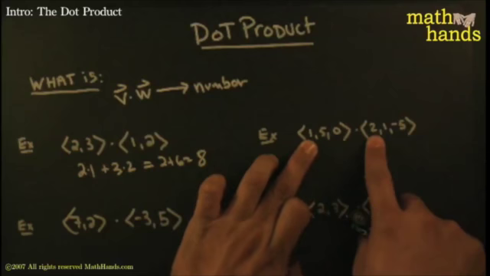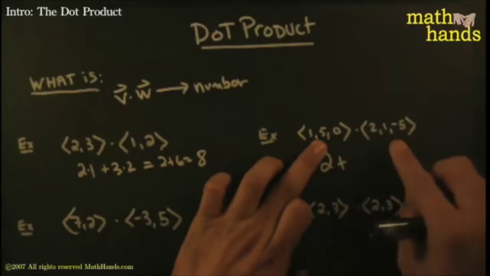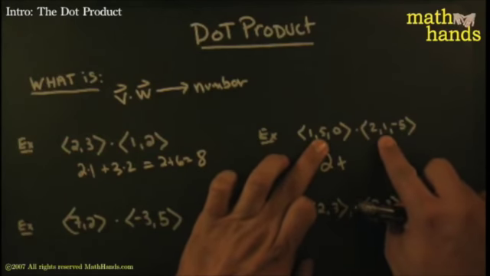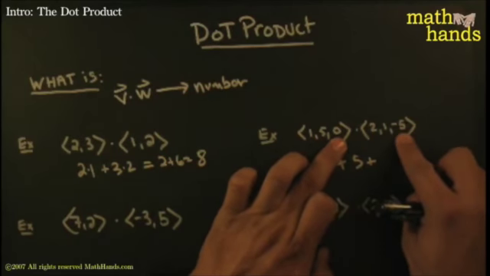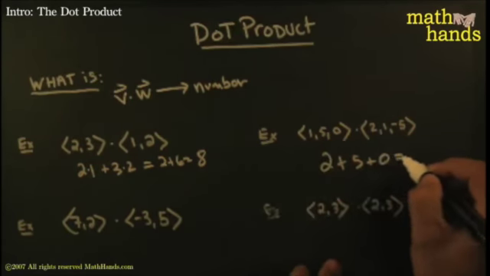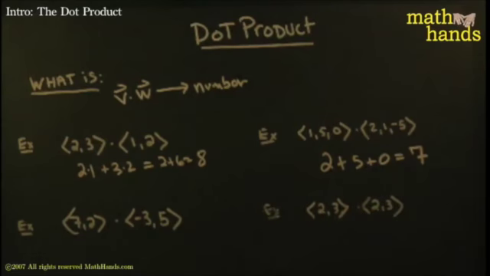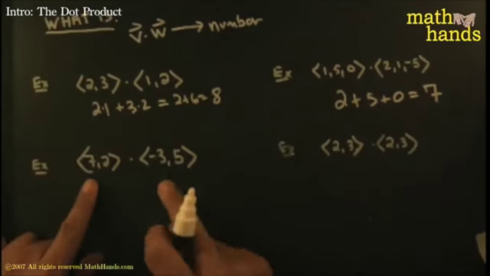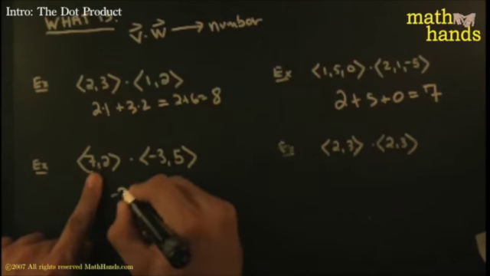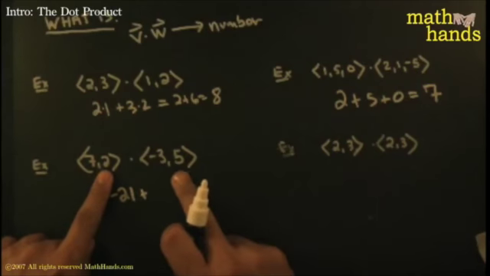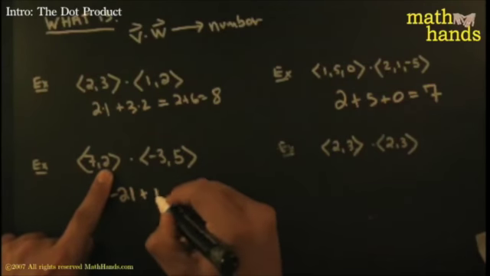Okay, and you can do it for more than just vectors of 2 dimensions. You can do it for vectors of 3 dimensions. All you do is take the first coordinates, 1 times 2, that will give you 2, plus you take the next coordinates, 5 times 1, that gives you 5, plus the next coordinates, negative 5 times 0, that gives you 0, and your dot product is equal to 7 for that one.